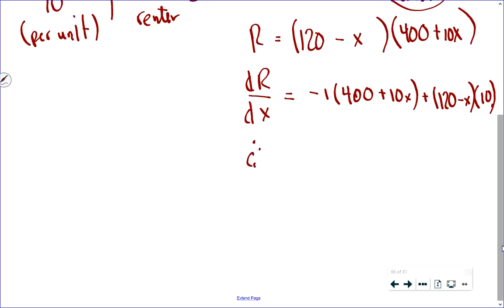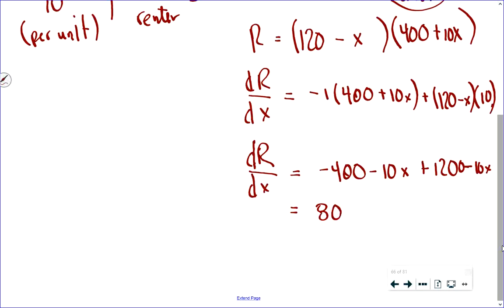dR/dx, there we go. Negative 400 minus 10x plus 1200 minus 10x. 400 minus 10x, that's negative negative, plus 1200 minus 10x. So what we end up with here is 800 minus 20x. If I factor a 20 out of that, I'm left with 40 minus x. So the critical value of x is 40.